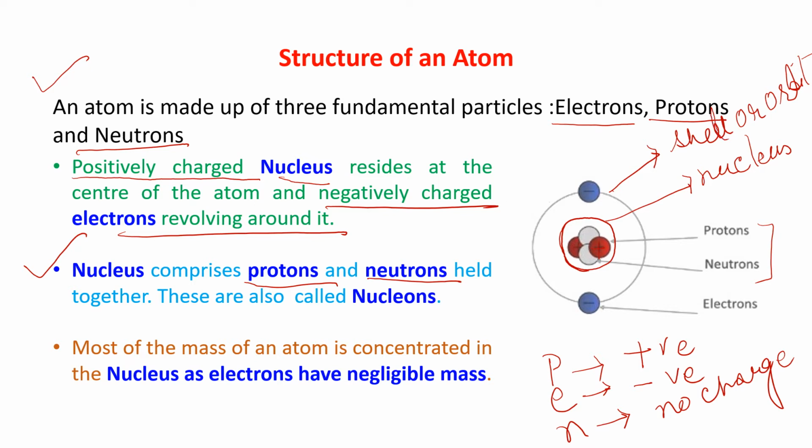Shell, S-H-E-L-L, shell or orbit. Most of the mass of an atom is considered to be in the nucleus, as electrons have negligible mass. Electrons have negligible mass. So the mass of the atom is concentrated in the nucleus, because of the protons and neutrons.